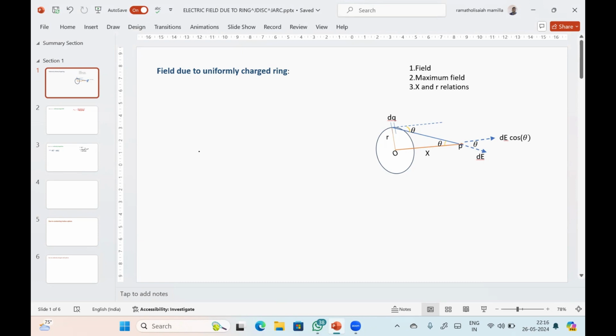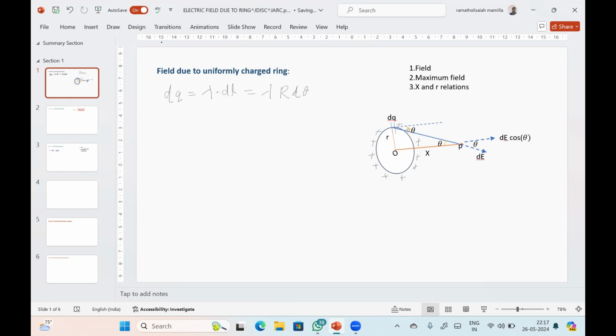So see here, the charge distribution on the ring is Q. Total charge is Q. So consider a small element, that is dq. dq is the small element, which is equal to, if the ring is planar, lambda, the linear charge density, into dl. So that equals lambda into r d theta for the ring.